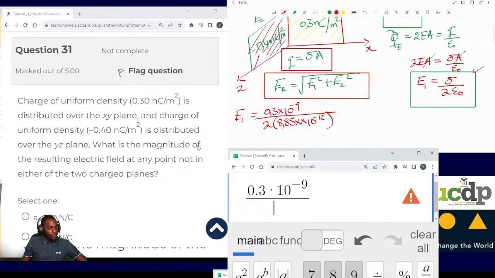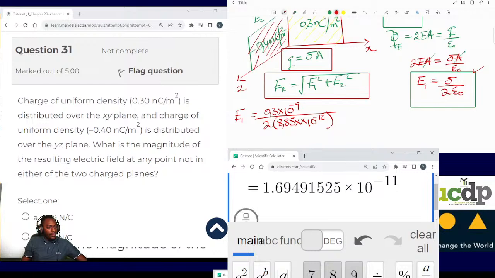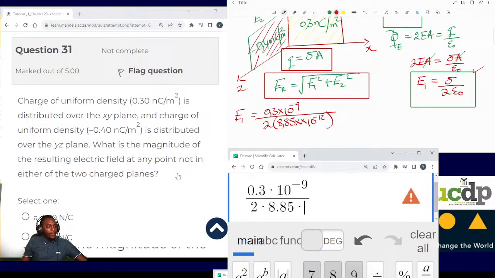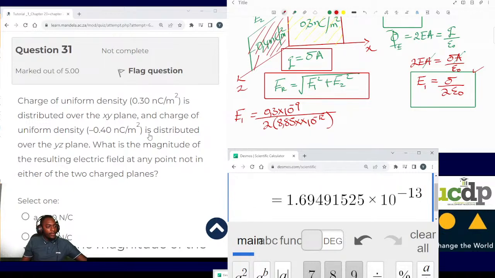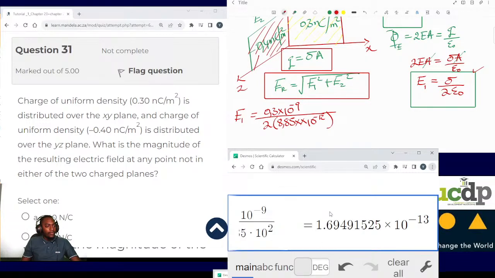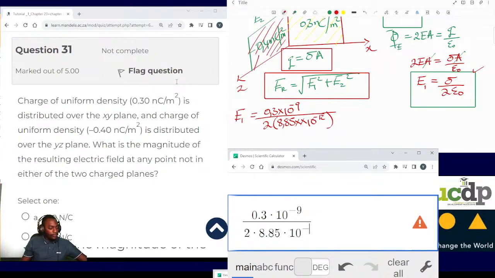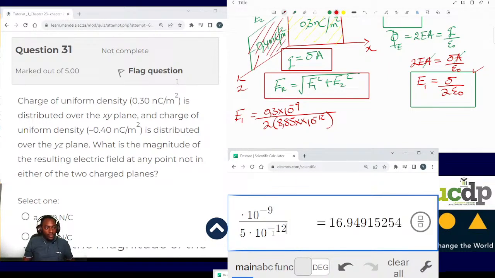So this becomes 2 times 8.85 times 10 to the power of negative 12. So we get 16.949 Newton per Coulomb.